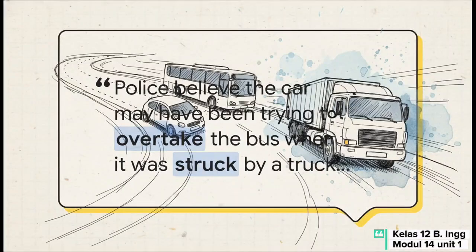Next up, ingredient number 2, the background. This is where the story gets its color. It fleshes things out by answering the how and the why. So in this case, we learn how the police think this terrible collision happened. This is what gives the story its depth.